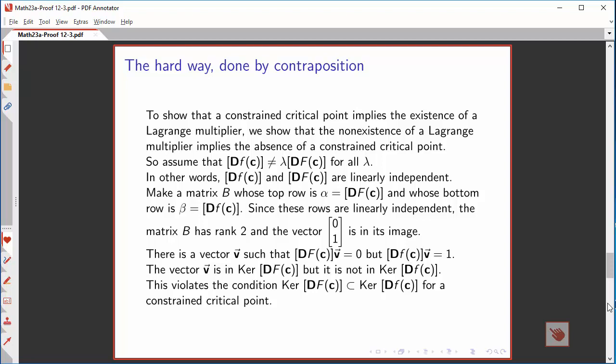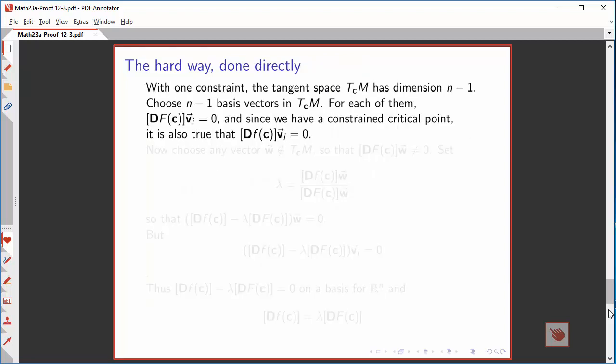And that violates the condition for a constrained critical point, because we know that the condition for a constrained critical point is that the kernel of d capital F must be a subspace of the kernel of d little f. If a vector is in the tangent space, it must also have the property that d little f acting on it gives 0. This proof actually generalizes quite nicely to the case where you have multiple constraints, even ones that are not linearly independent. And if you get seriously into this stuff, which will happen if you're an economist, you might want to look more carefully at the proof in the book, which covers this more general case.